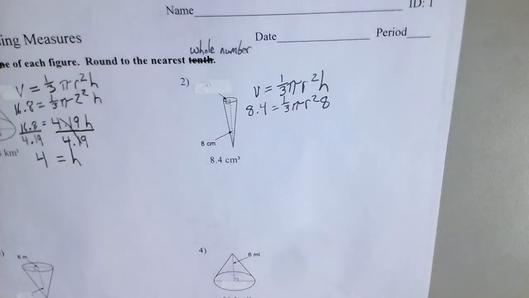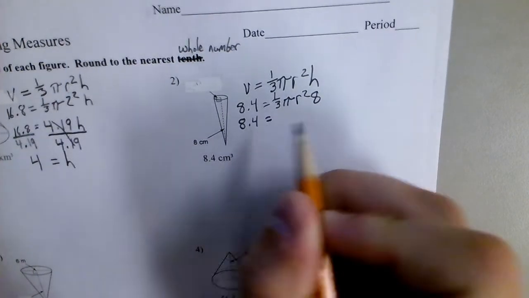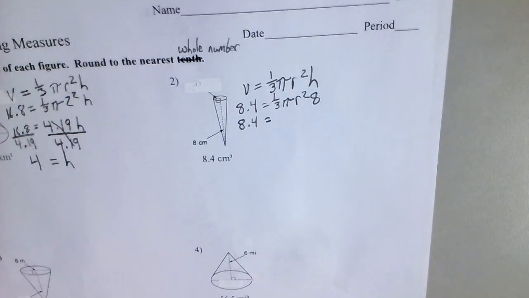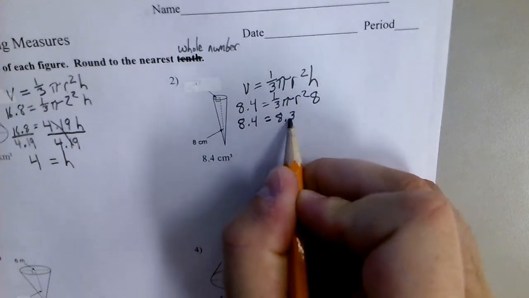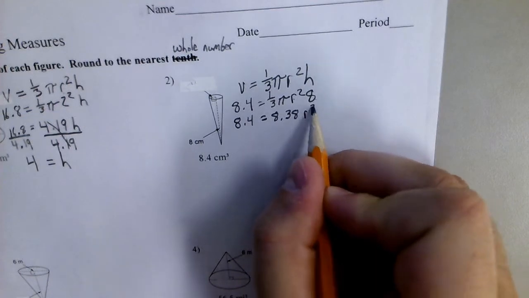Okay, so again, I would simplify the right side first. I've got 8.4 equals, and I'm going to take 1/3, pi, and 8 and combine those. So 1/3 times pi times 8, and I get 8.38. And then we still have this r squared there.